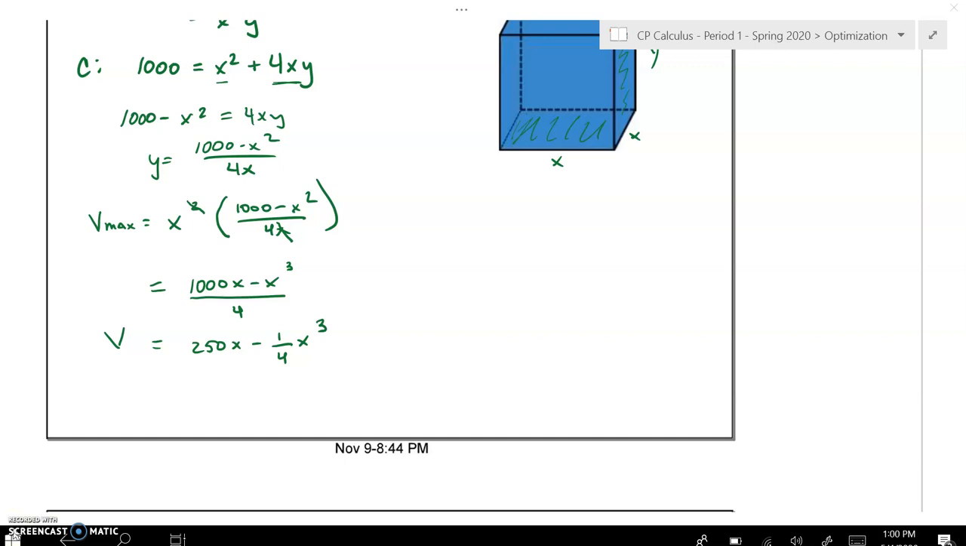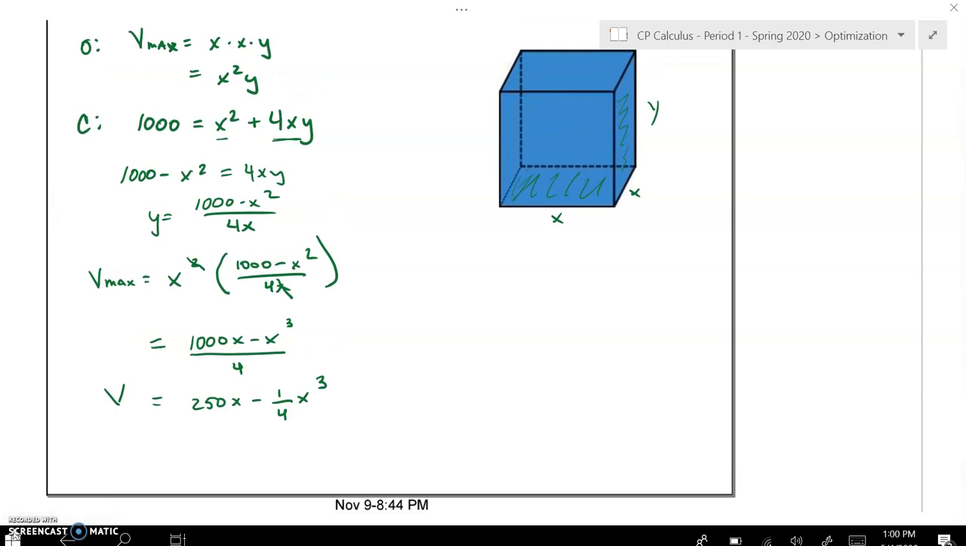So you'll see that I started to isolate the y, because it would definitely be the easier one in the constraint equation to get by itself. I subtracted the x squared over, then divided the 4x over, and I'm left with y is equal to (1,000 minus x squared) over 4x. The whole reason for doing that again is to plug that constraint equation into my optimization equation.